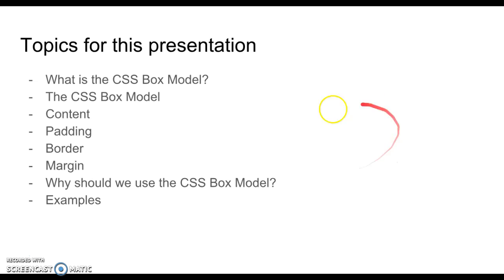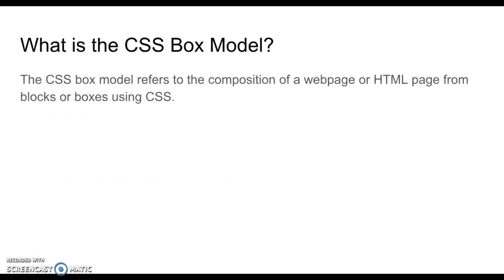So for this presentation, here are the following topics. We're going to learn about what the CSS box model is, the CSS box model in an image just to make it easier to understand the concepts, and the 4 layers inside the CSS box model: the content, the padding, the border, and the margin. Why should we use the CSS box model, and some examples about why it's important and how we can use it, so it's pretty clear for us the best use of this model.